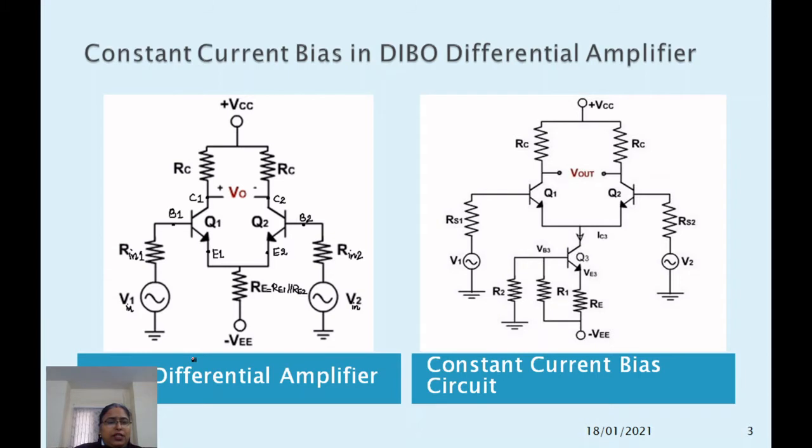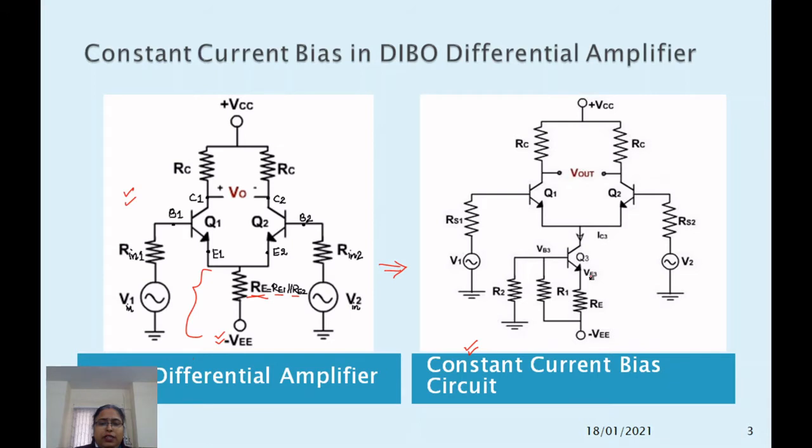Earlier, as you can see, this left hand side diagram is the dual input balanced output differential amplifier. Here is the RE circuit. In the emitter path, RE was being used, which was the parallel combination of RE1 and RE2, along with the DC supply minus VEE. Now we are making changes to this path to make the current constant in the emitter path. So this is your constant current bias circuit.